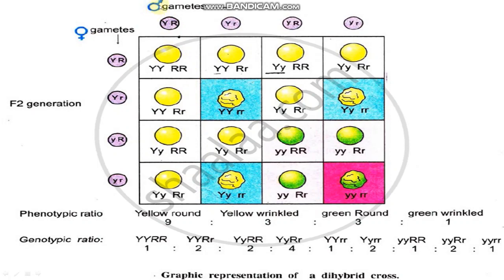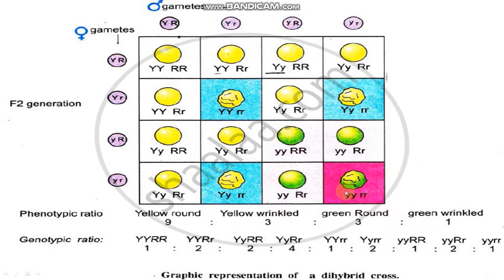This represents the male. This represents the female. Male gametes have capital Y capital R, capital Y small r, small y capital R, and small y small r. Here, female gametes represent the same combinations. So the phenotypic ratio will be yellow round 9 in number, yellow wrinkled 3 in number, green round 3 in number, and green wrinkled 1 in number.